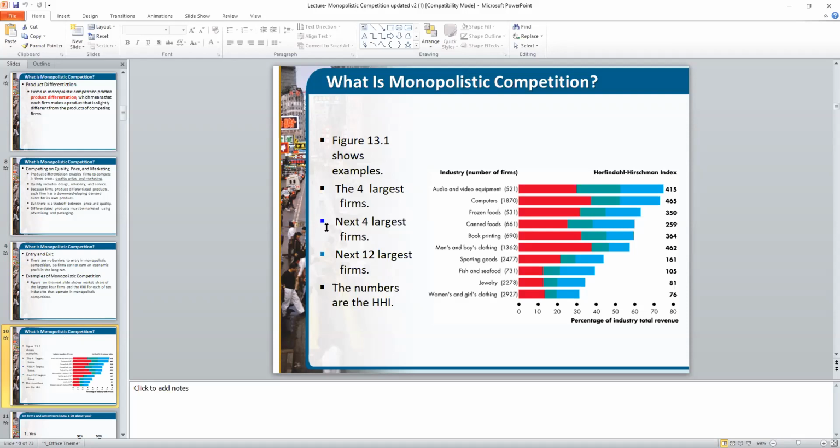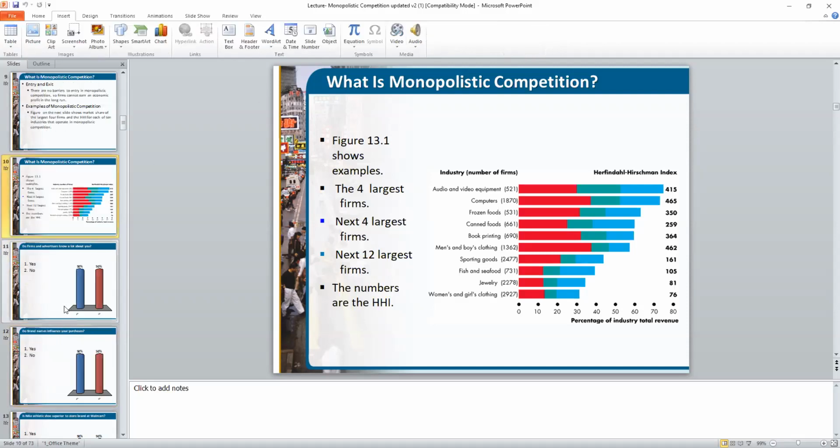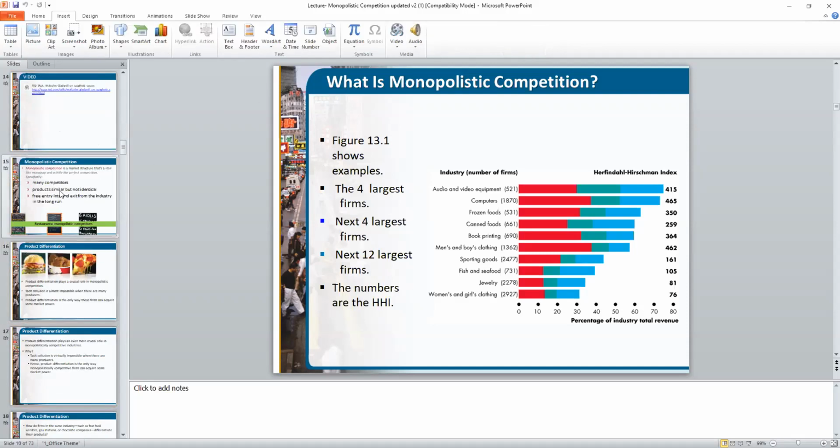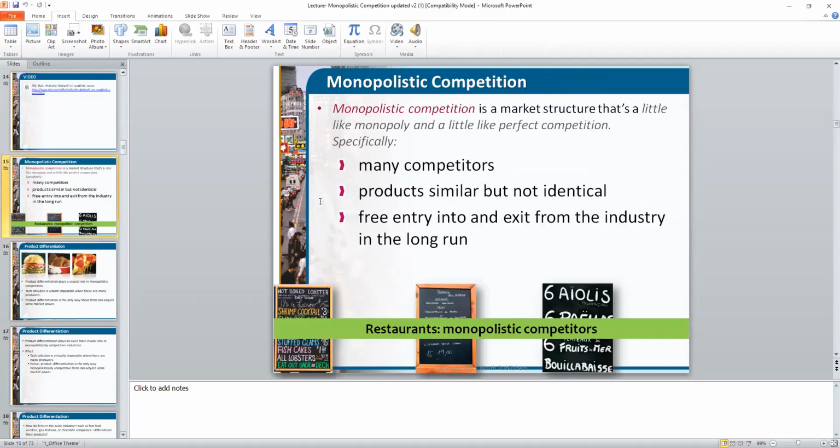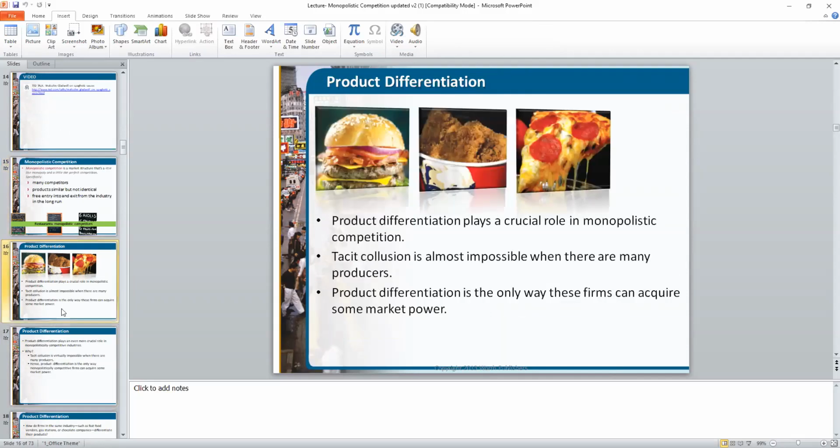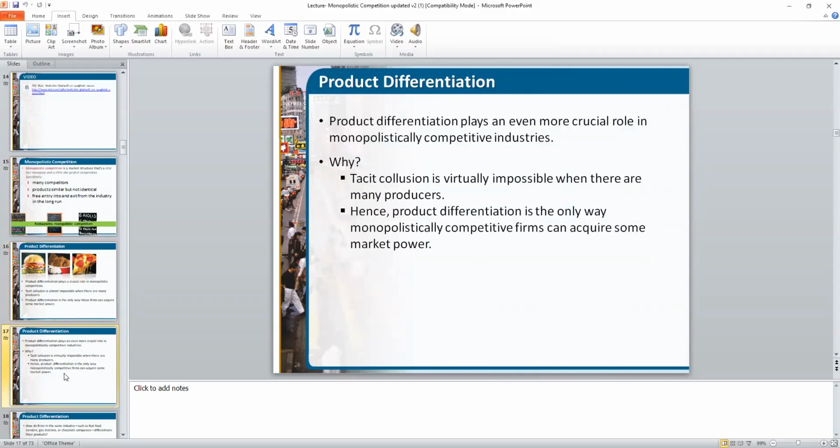And so we typically see lots of firms, none of which dominate the marketplace, all of whom are focused on being a little bit different, a little bit better than their competition. So many competitors, products are similar but not identical, free entry and exit. And the key thing is differentiation. And unlike oligopolies, where there is tacit collusion, this really doesn't exist in this industry.